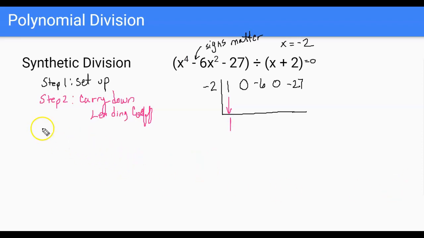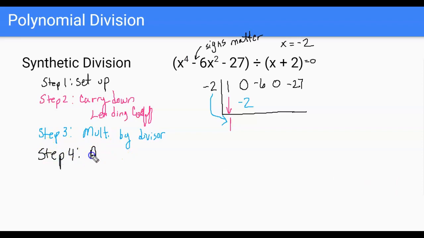And after we do that step, we get to step number 3, which was to multiply by that divisor, that number that we've got up front, from the term that we're dividing by. So I need to take negative 2 and multiply it by 1. And then we get to that next step, step 4, which was then to add the column. So 0 plus negative 2 is going to be negative 2.